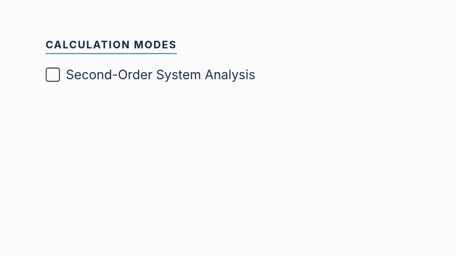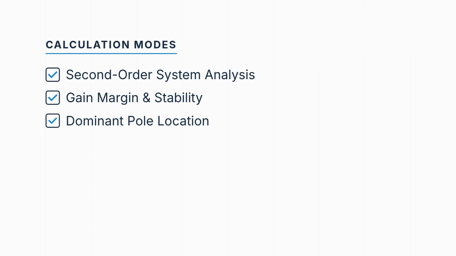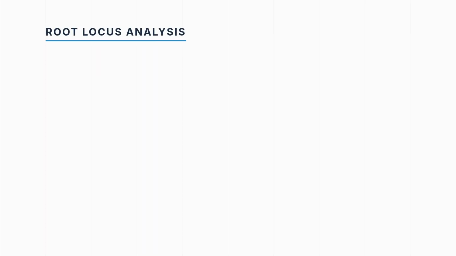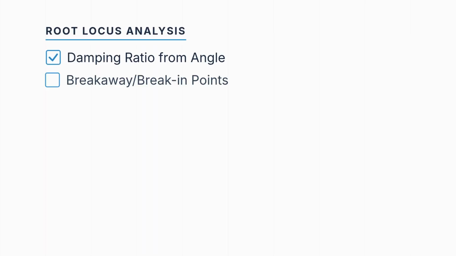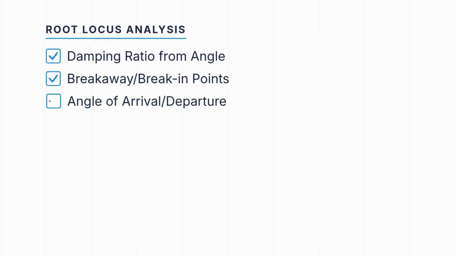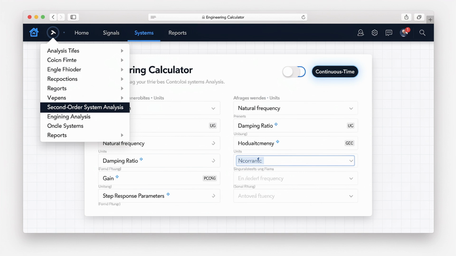First, select your calculation mode from 6 options: second-order system analysis, gain margin and stability, dominant pole location, damping ratio from angle, breakaway, break-in points, or angle of arrival departure. I'm using second-order system analysis.